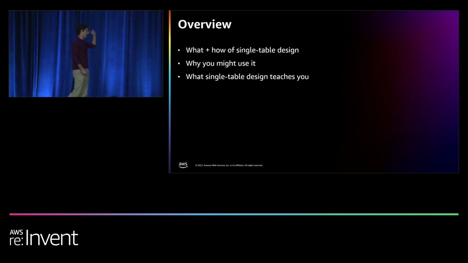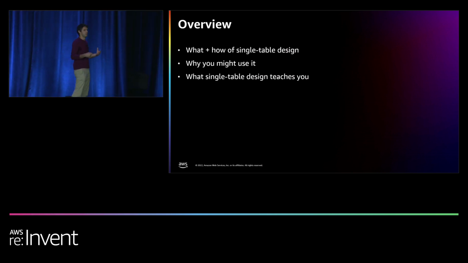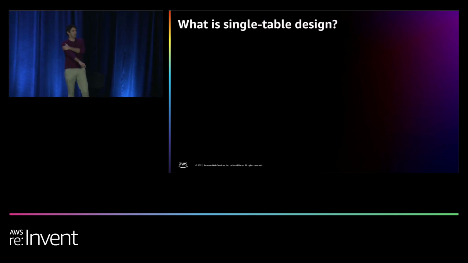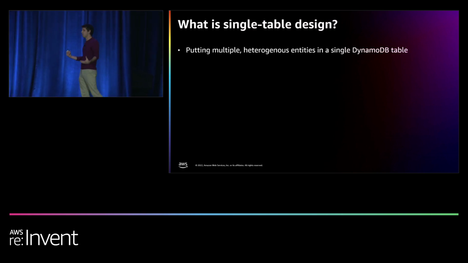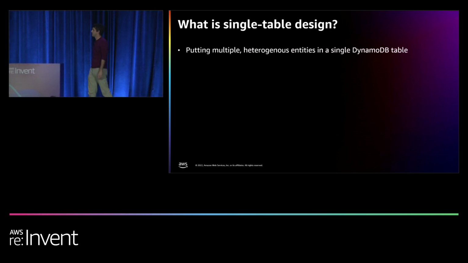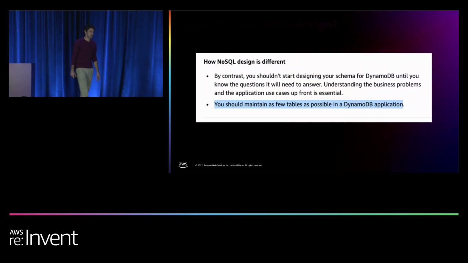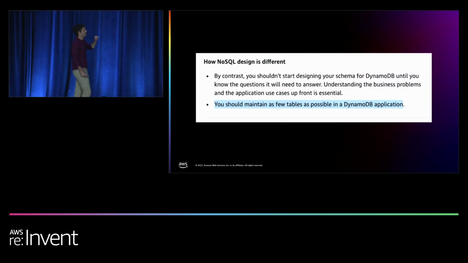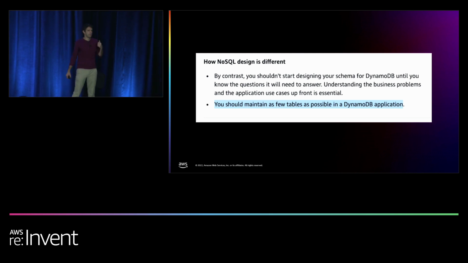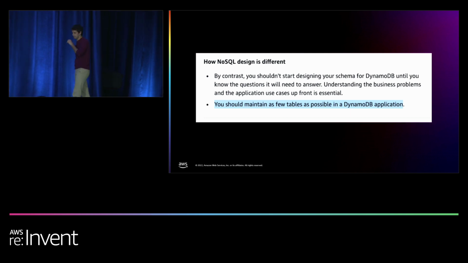And really my favorite is what single table design teaches you as you learn that pattern. So let's start off with what is single table design. It's basically when you're putting multiple heterogeneous entities into a single DynamoDB table. If you look at the DynamoDB documentation, it's going to talk about how NoSQL design is different, and it'll say you should maintain as few tables as possible in a DynamoDB application.